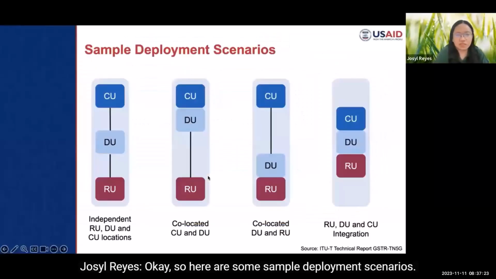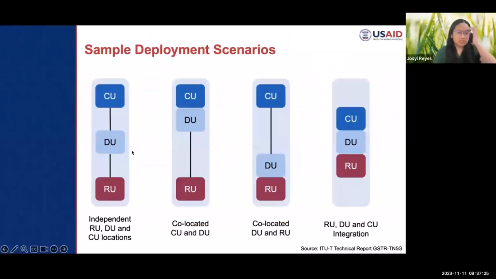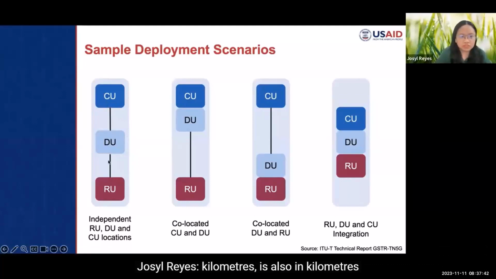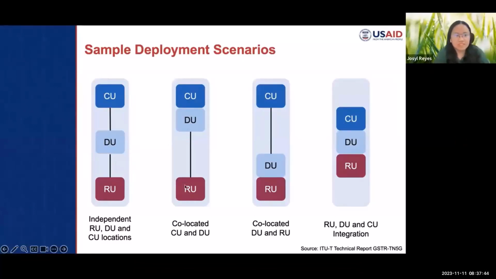Okay, so here are some sample deployment scenarios. If you have all of them separated, then that means there are independent RU, DU, and CU locations. So the fronthaul and the midhaul exist. Usually the midhaul is in kilometers, and this is also in kilometers.